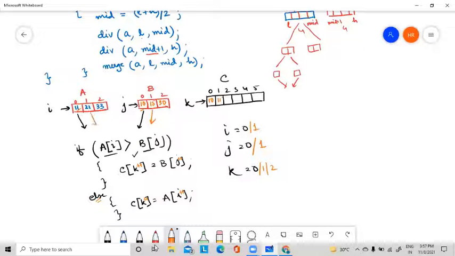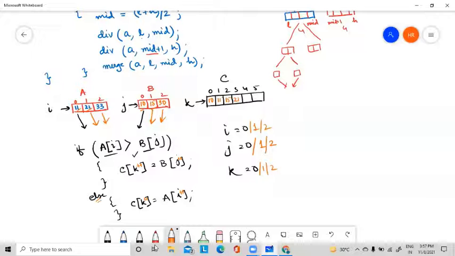Next, this element will be compared with this one. So this is 21, this is 15. A of I is greater than B of J, so 15 will be copied here and J will be increased. Next, J is in this position, 30 and 21 are compared. A of I greater than B of J is not satisfied, so the else part will be satisfied. So 21 will be copied and I plus plus. I will move into this position.